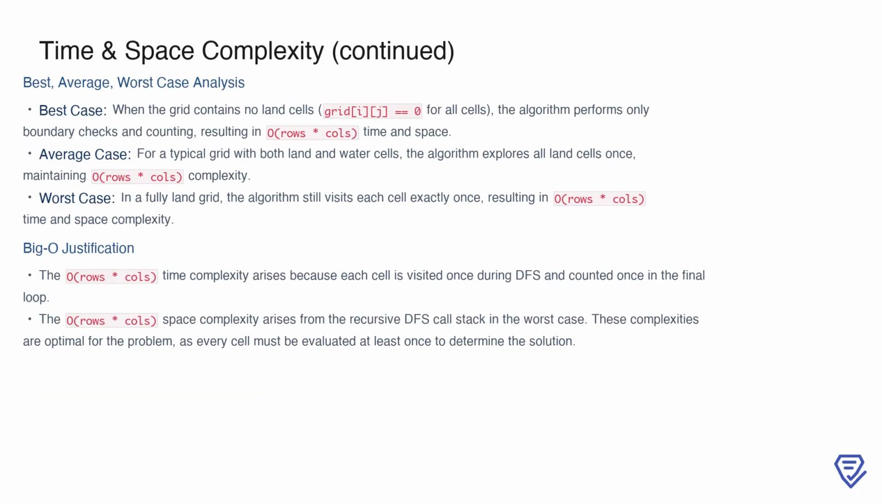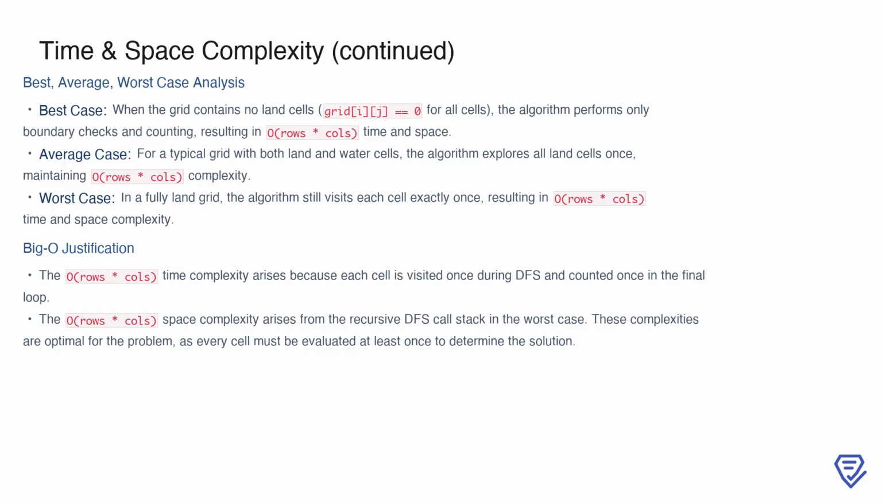Now, let's evaluate the best, average, and worst-case scenarios for this solution. In the best case, where the grid contains no land cells, the algorithm only performs boundary checks and counting, resulting in O(rows * cols) time and space complexity.